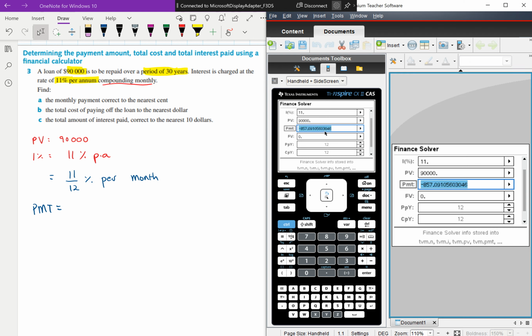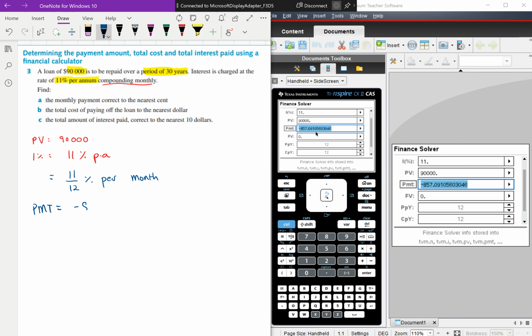So when I press enter in PMT, notice it's negative. Why is it negative? It's because it's money out of you. Okay, you're paying the money to the bank. So when it's money coming out of you, it's negative. And this case is telling us that we'll be paying $857, and to the nearest cent is 9 cents. Okay, so I'm going to write here, this is now negative $857.09 is my payment per month. And that's using the finance calculator.